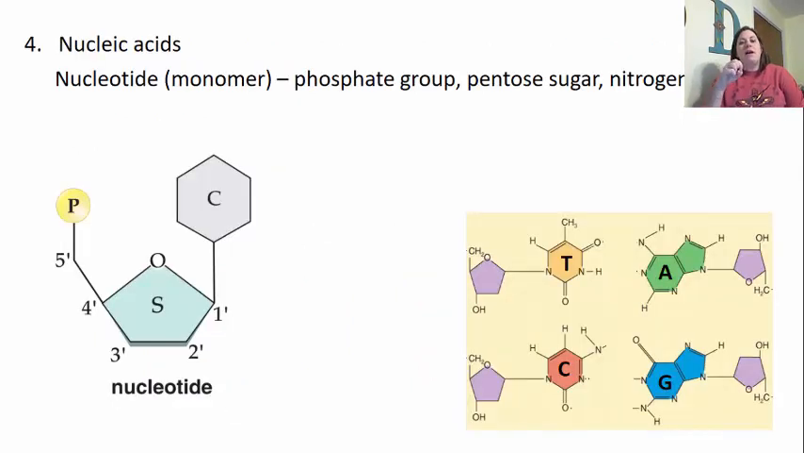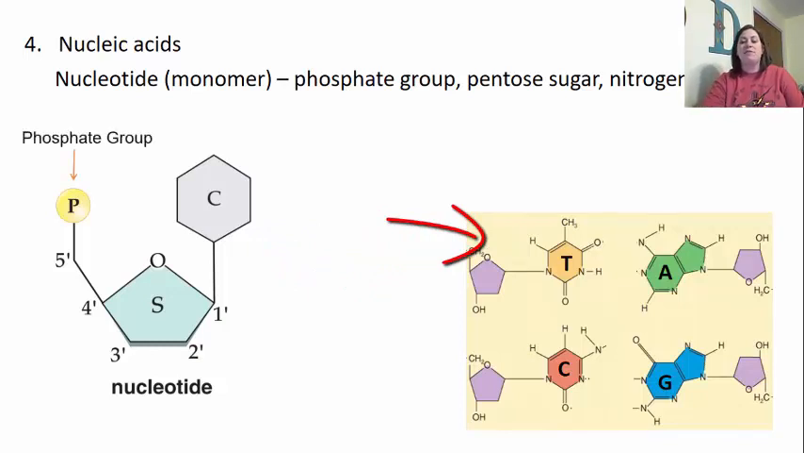The last type of macromolecule that we have are nucleic acids. The building blocks for the nucleic acids are the nucleotides. The nucleotides are made up of a phosphate group. You can see that here. A pentose type of sugar. This could be ribose or deoxyribose, depending on if we're looking at RNA or DNA. And a nitrogenous base. These nitrogenous bases are normally going to be C, A, T, and G.